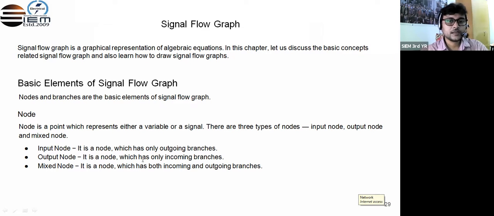Now what are the input nodes? It is a node which has only outgoing branches. That means the input node is also considered as the input value, which will have the outgoing branches. What are the output nodes? The output nodes are the nodes which have only incoming branches. And the mixed node is one where both incoming and outgoing branches are at a single particular node. That is called a mixed node. So: input node, output node, and mixed node.